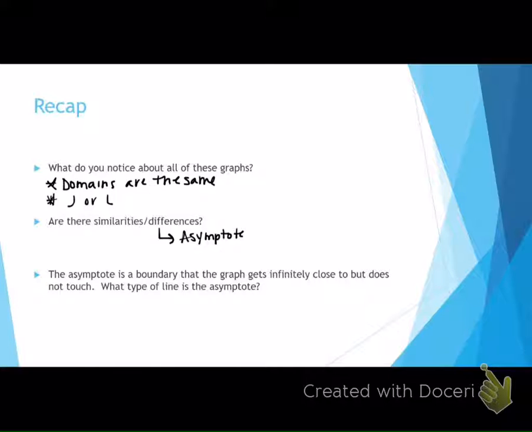Which is the first number that is, I'm going to write this as the first number in the range. You're right, not wrong. Yeah, I'm writing cinnamon. Oh my gosh, brother. So the asymptote is a boundary that the graph gets infinitely close to but does not touch. What type of line is the asymptote every single time?